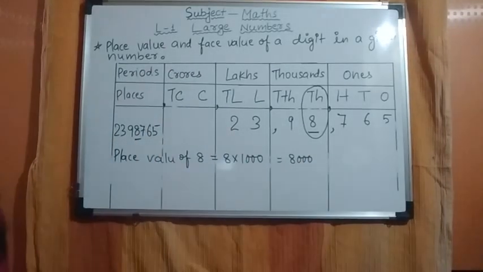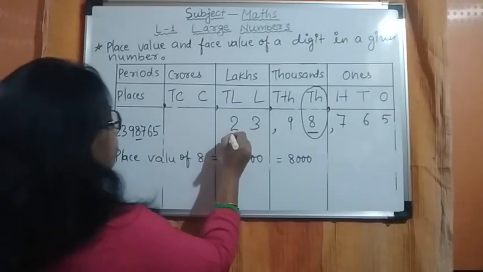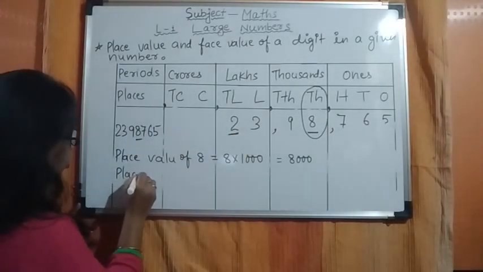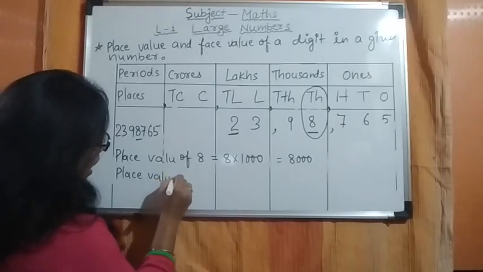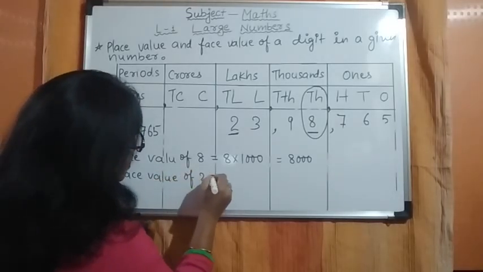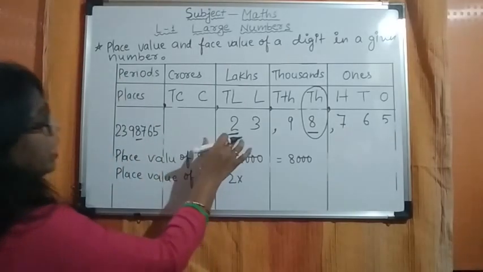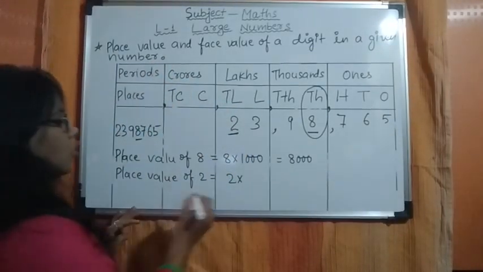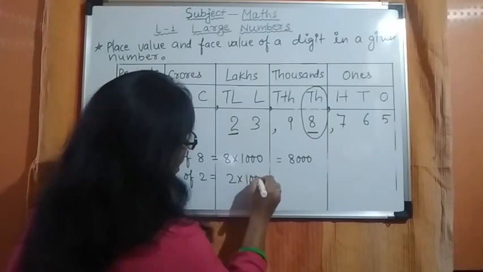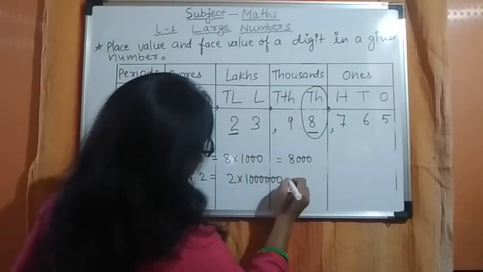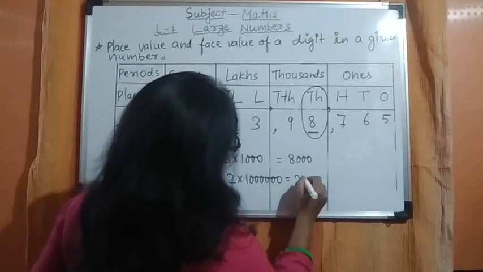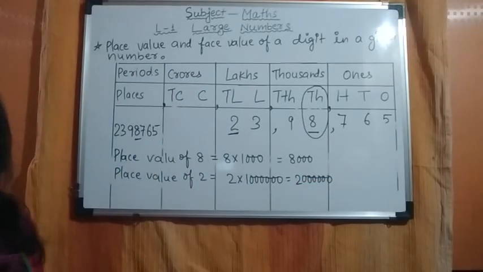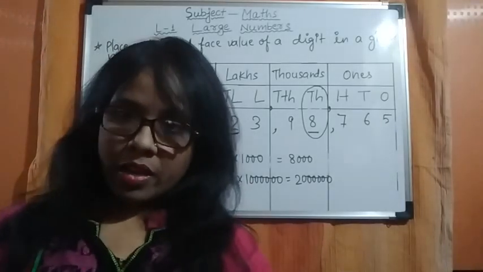Fine. Now we want to find the place value of 2. Place value of 2 is 2 multiplied by its place. 2 is at the 10 lakhs place, so it should be multiplied by 10 lakh. So the answer will be 20 lakh. So the place value of 2 is 20 lakh.